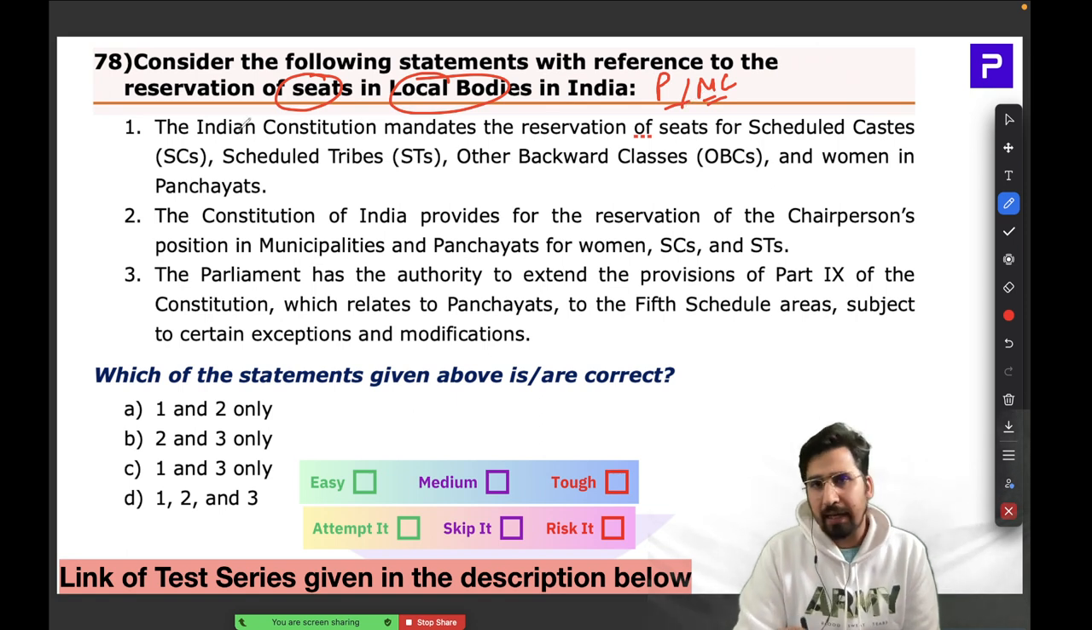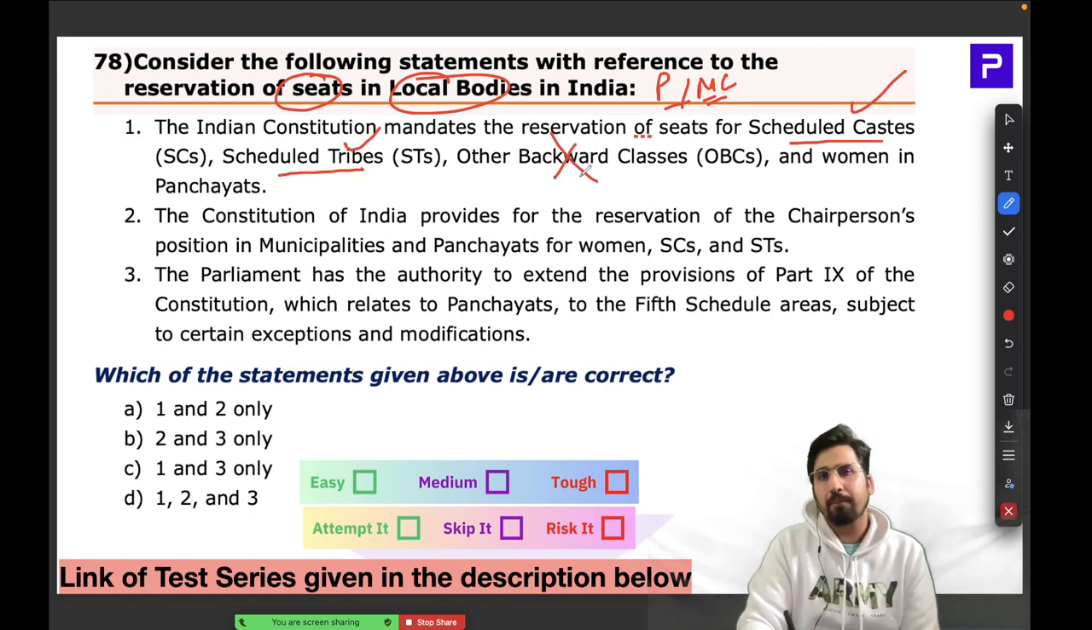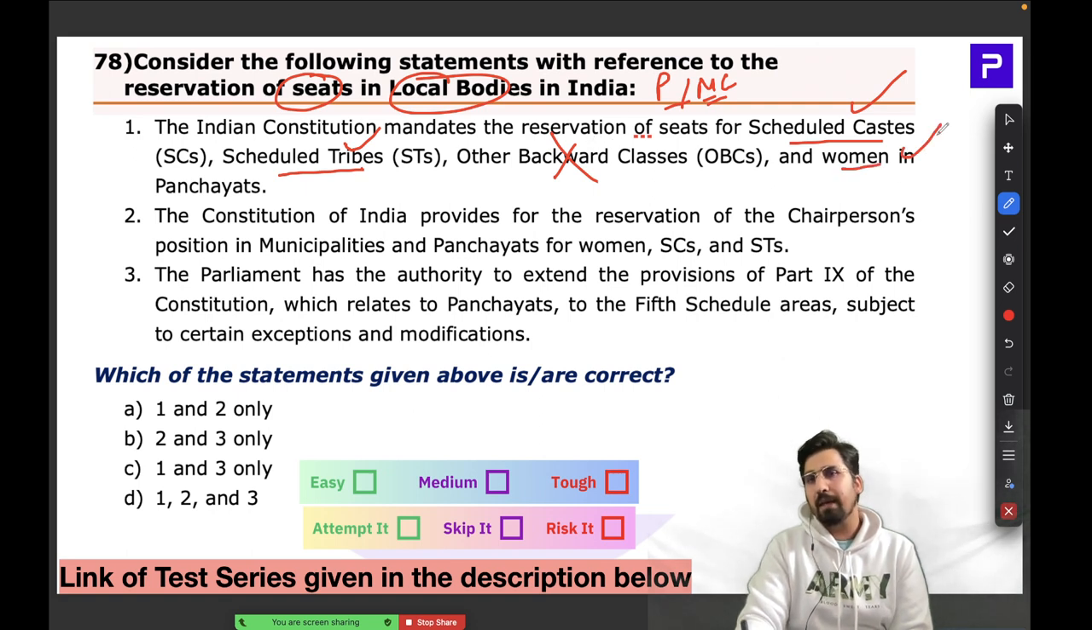Okay. Now, in India, please be very careful. In the Indian Constitution, when it comes to reservation of seats for the local bodies, yes, we have provided reservation for SCs. We have given reservation for STs, but not for the OBCs. Women are being provided one-third reservation without any doubt.